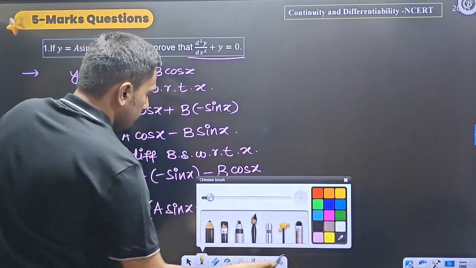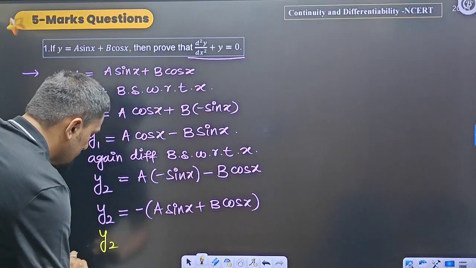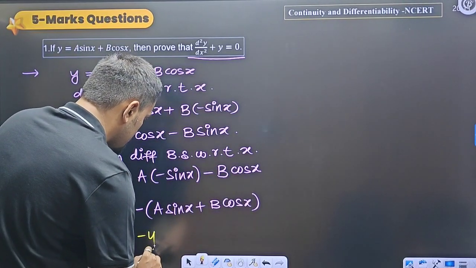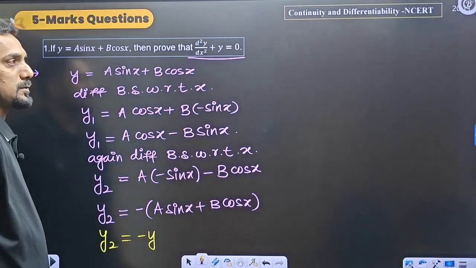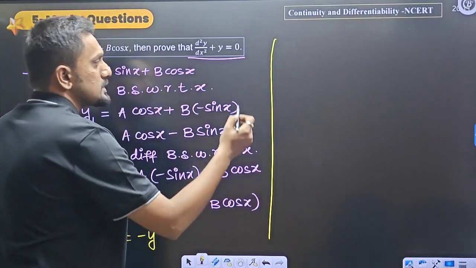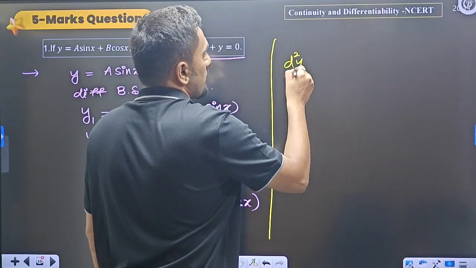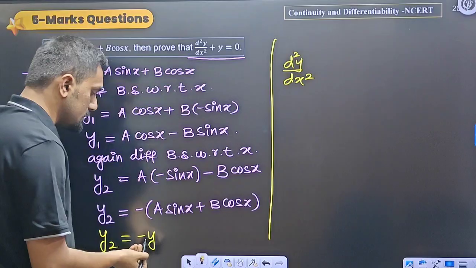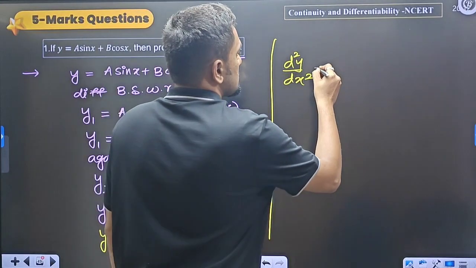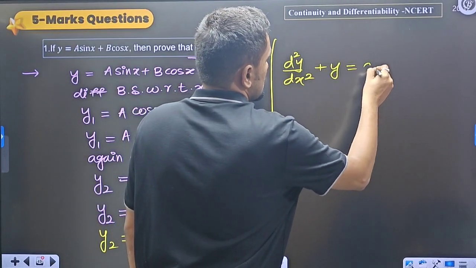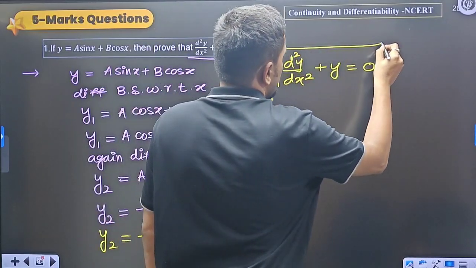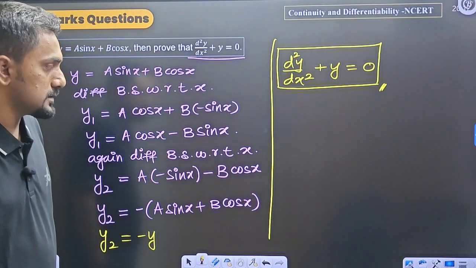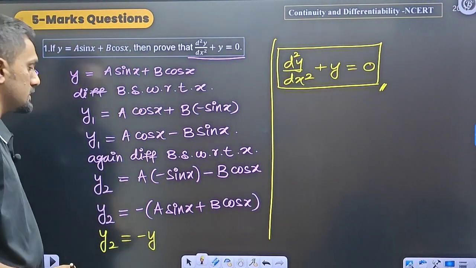So if I replace this a sin x plus b cos x with y, then this becomes y2 is equals to minus y. y2 is nothing but d square y by dx square. Okay, if I shift this minus y to left side, then it becomes d square y by dx square plus y is equals to 0, which is the required proof. If you write this much, then you will get 5 out of 5 marks. Pause the video and note down the answer.